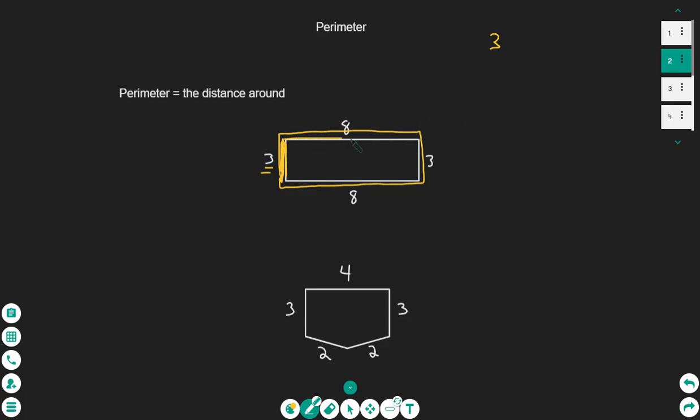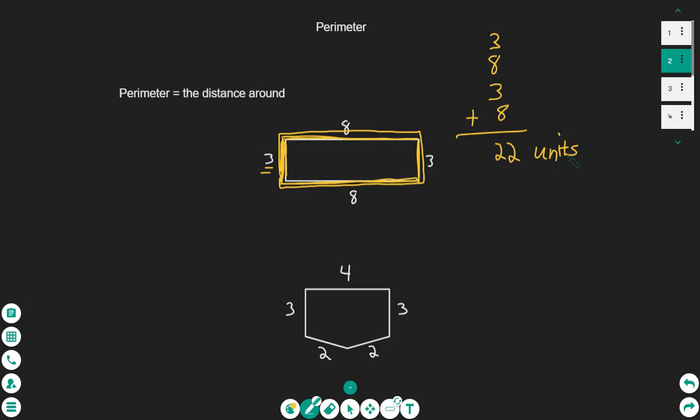And this side of the shape is 8 units long. So we have 3 plus 8. This side is 3. So we add another 3 on. And then this side again is 8. So we add a final 8. And if we take the sum of these 4 sides, we end up with 11 and 11 is 22. So we have 22 units.